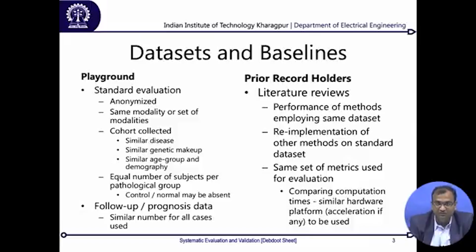So follow-up basically means that the subject came in for the first time, you got a certain sort of diagnosis, you have the imaging data and everything available to you, and you're doing your segmentations and everything.